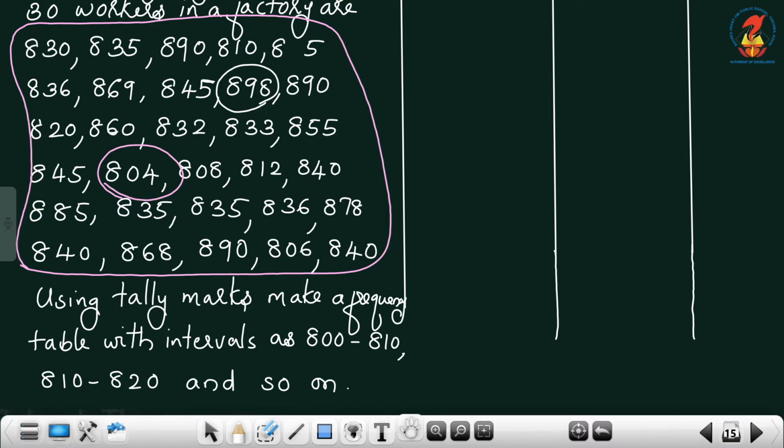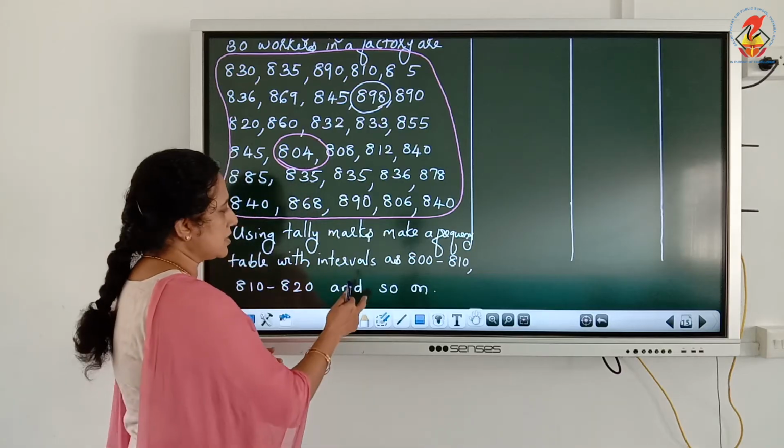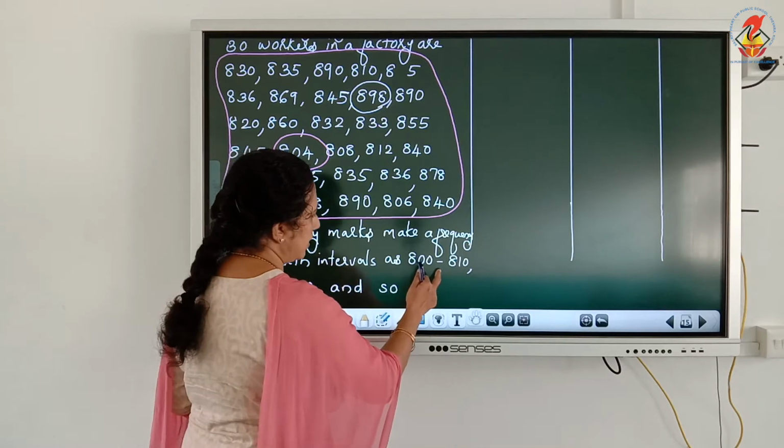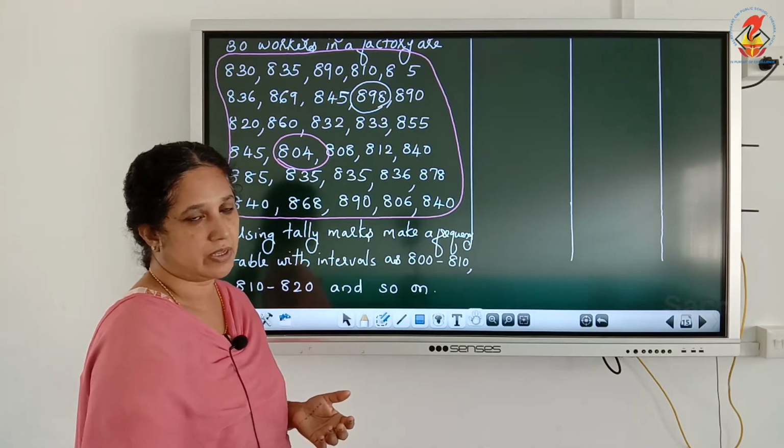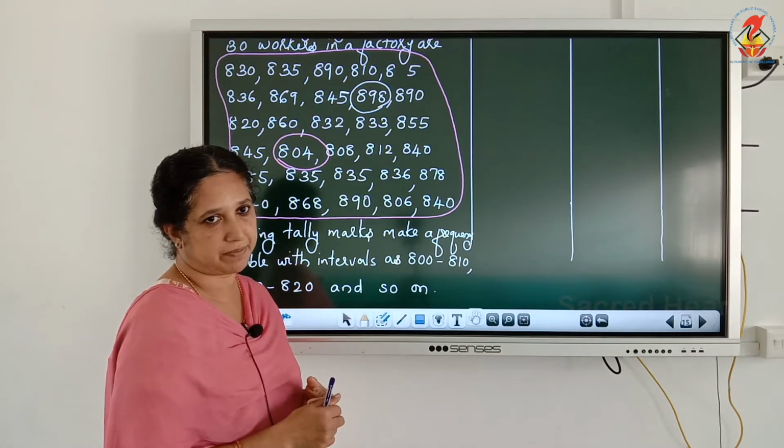The weekly wages are given. So, you have to make a frequency distribution table using tally marks. Now, you have to start the class intervals from 800 to 810, 810 to 820 and so on. So, the class intervals are already given.